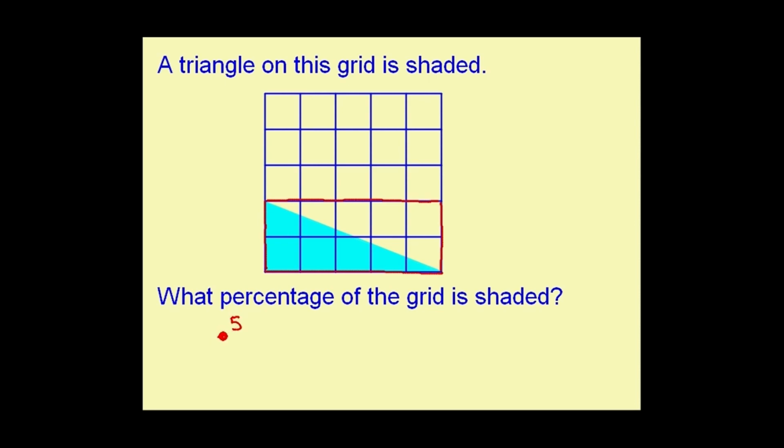So we've got 5 squares shaded, and in the total picture, there are 25. To turn this into a percentage, I want this to be 100 on the bottom, so I multiply that by 4. I multiply the top by 4 as well. 5 times 4 is 20, so 20% of the grid is shaded.